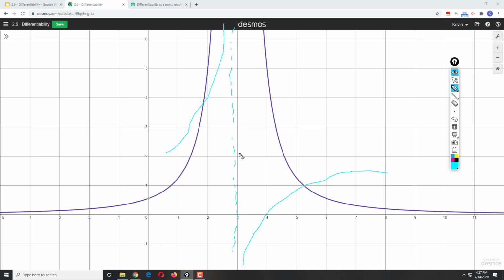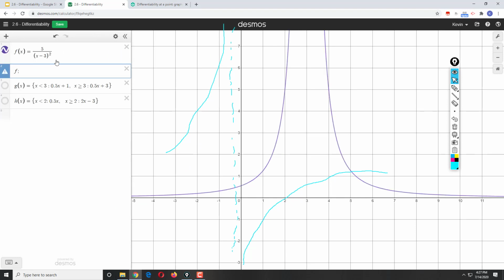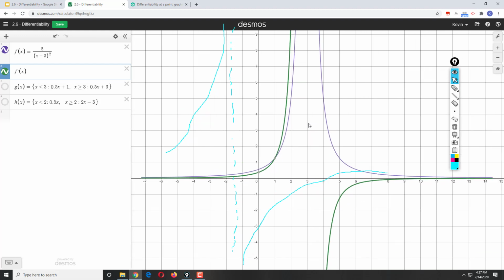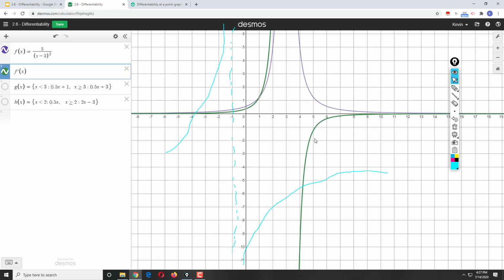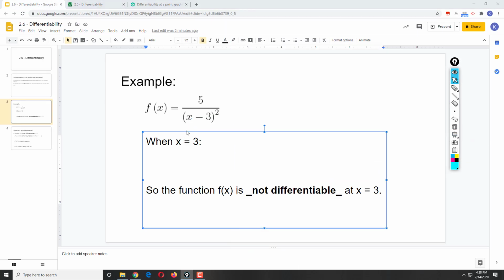So what's the derivative? From the left-hand side, it looks like the derivative is going up to positive infinity. From the right-hand side, it looks like the derivative is going to negative infinity. So the derivative must be undefined at x equals 3. If we go to Desmos and have Desmos draw the graph for us, here's what the graph looks like. As we predicted, it goes up to positive infinity and down to negative infinity. So at x equals 3, there's no derivative. In other words, f of x is not differentiable at x equals 3.